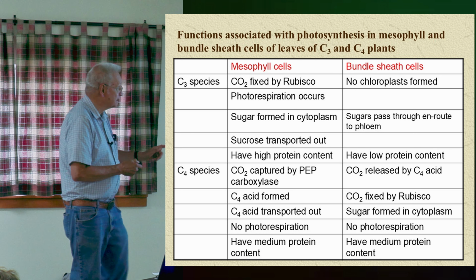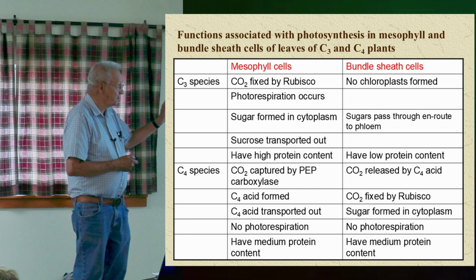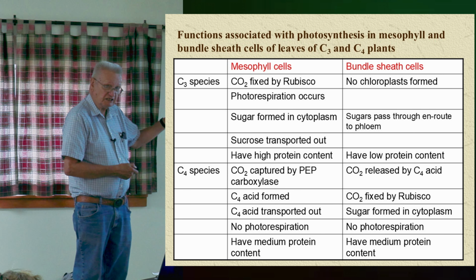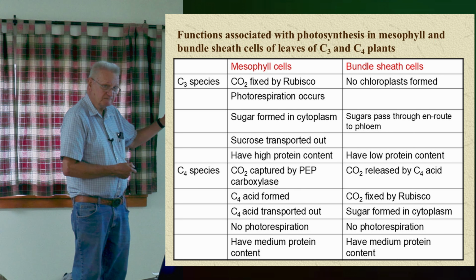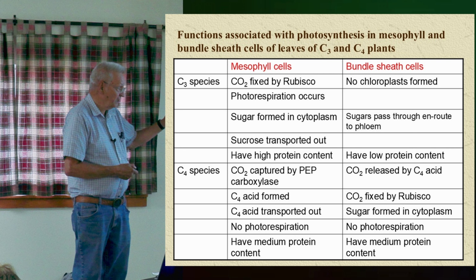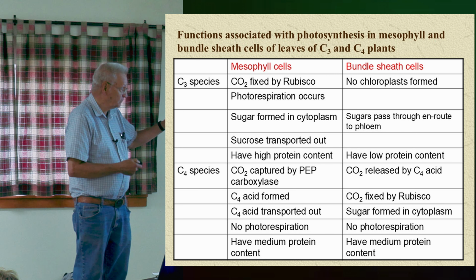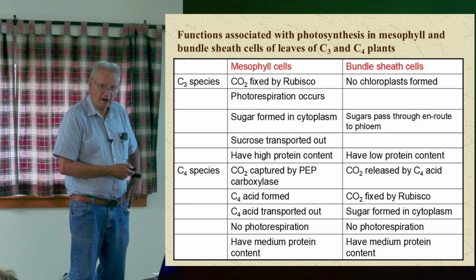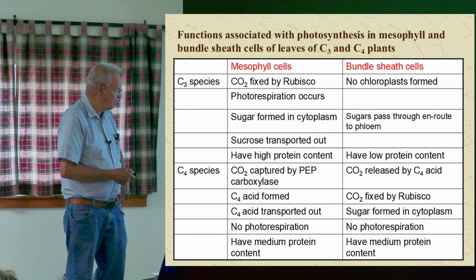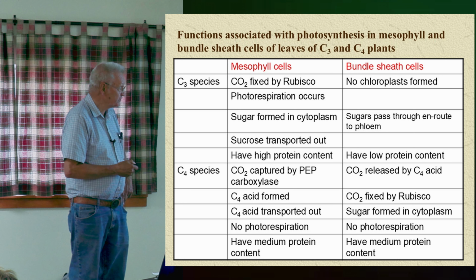So this table kind of summarizes that. In the C3, the carbon dioxide is fixed by that Rubisco. That's the enzyme out there in the mesophyll cells. In the C4, in the mesophyll cells, the carbon dioxide is actually captured by carboxylase and different enzymes. And then the process with the Rubisco takes place over here in the bundle sheath cells in the chloroplast. So two enzymes are involved with C4 and just the one with the C3.